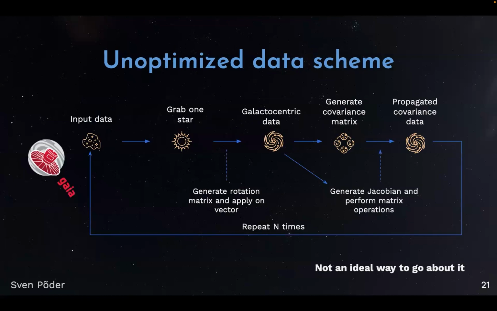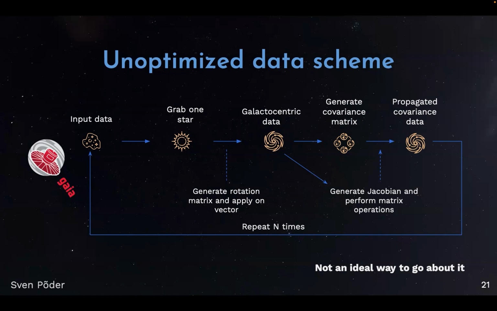So, to explain a bit better what I mean: to go about this, you would get your input data from Gaia, then grab one star and transform it. While you're grabbing this one star, you also need to correct the transformation matrices. You generate the covariance matrices, and then you have the propagated covariance data, and then you repeat this over the data. So this is not an ideal way to go about it.